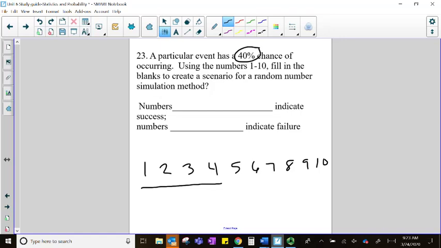So make sure you're using the actual ratio 40%, and because we have 10, that means I have to choose 4 numbers to have success. So I'm just going to very easily choose the first 4 numbers. Numbers 1 through 4, we're going to indicate success. That means 5 through 10 is going to indicate failure. I could have chosen 7 through 10, that's still 4 numbers, to be successful, and 1 through 6 indicate failure. It doesn't matter what numbers, as long as 40% of the numbers are successful.